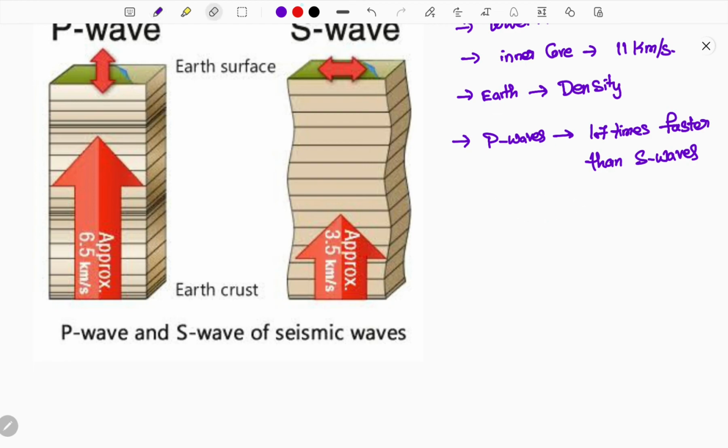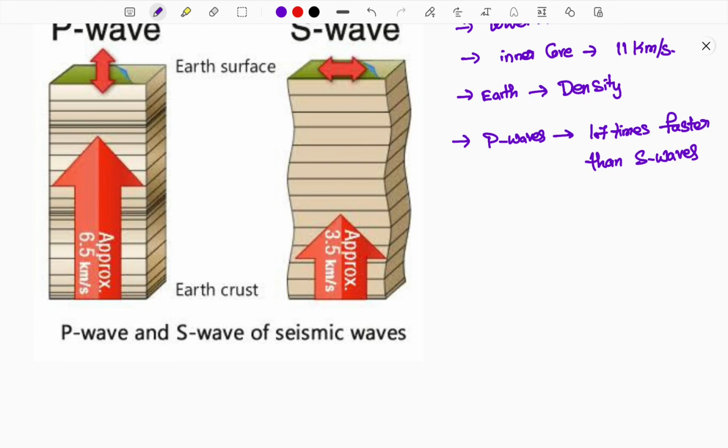Now again, students ask, sir, why are P waves faster? Okay, P waves are faster. Why are P waves faster? Why are S waves not faster? Why can't the S waves reach faster than the so-called P waves?